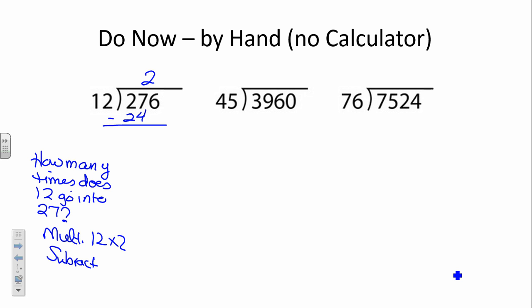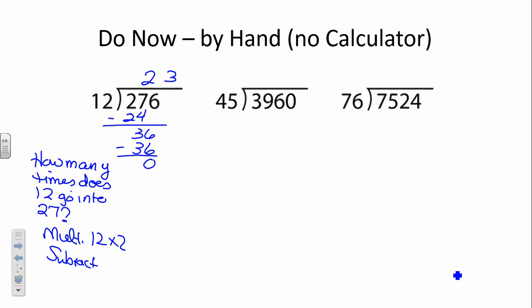So we change the sign and we get 36. And we say how many times does 12 go into 36, right? And we say 3. So we multiply and then we change the sign and subtract. And this had a remainder of 0, right? Okay, so we didn't have to write anything.